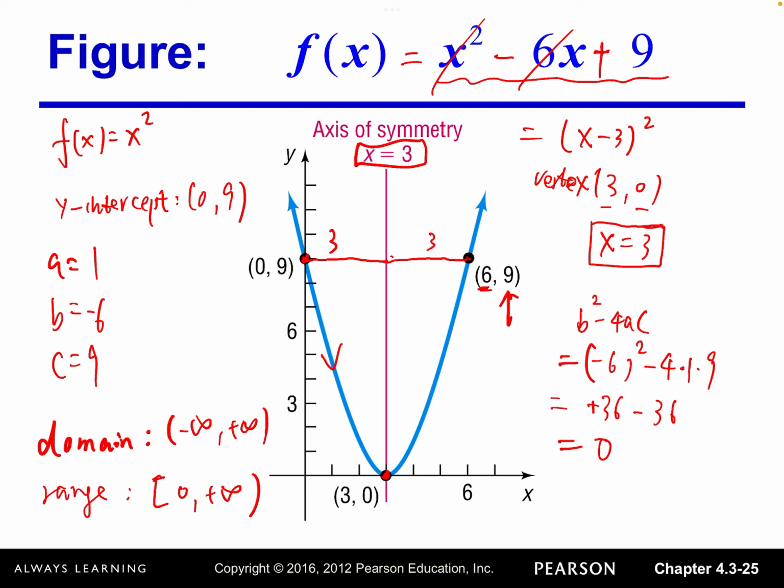Increasing, decreasing: from negative infinity to positive 3, on this interval is the function increasing or decreasing? The function is decreasing, right? I write decreasing. And then from 3 to positive infinity, the function is increasing. Right, it goes down until here, the turning point, then goes up. From negative infinity to 3, the function is decreasing. From 3 to positive infinity, the function is increasing. All right, so that's another example.